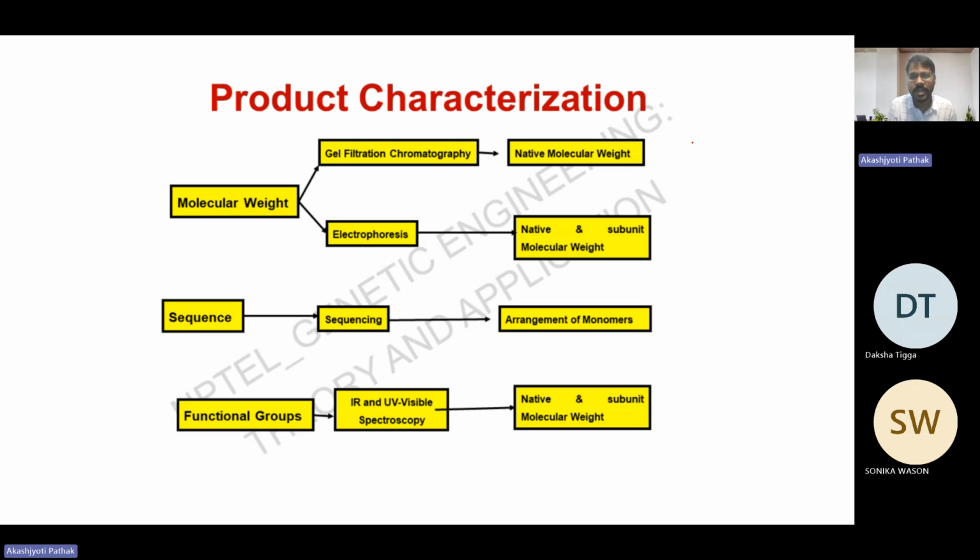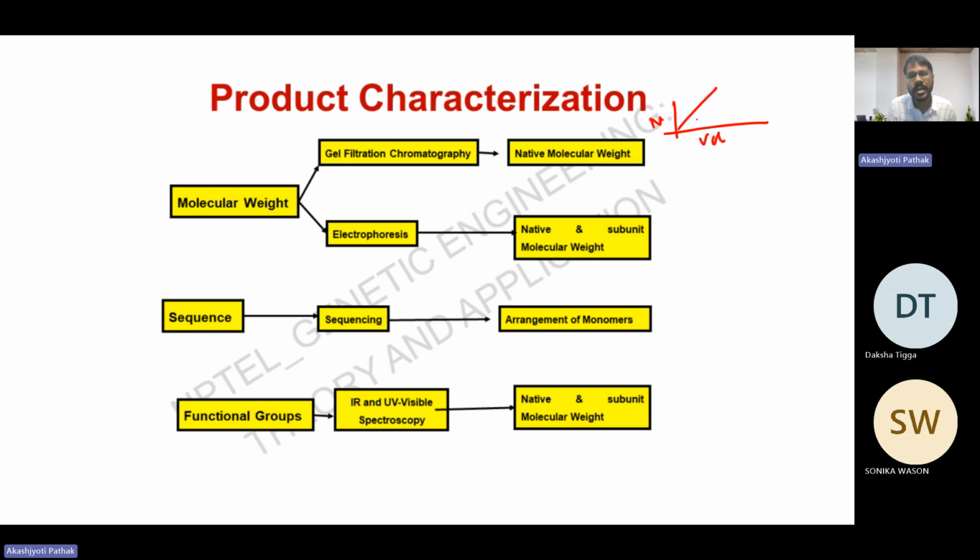Your gel filtration chromatography will give you a profile where you will have the absorbance at 280 nanometer on the y-axis and the volume eluted on the x-axis, and depending on where your protein is getting eluted, you can get the molecular weight of your protein. But for getting the molecular weight, you need to run several standard proteins, for which you will have a standard curve of the molecular weight of the protein against the volume eluted.